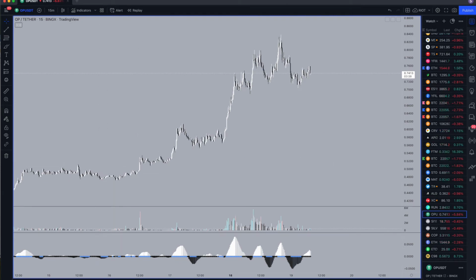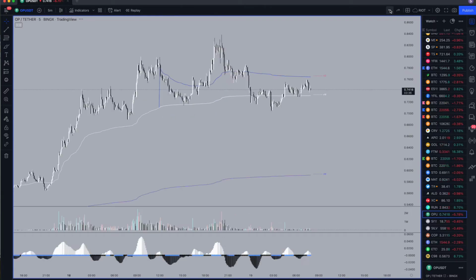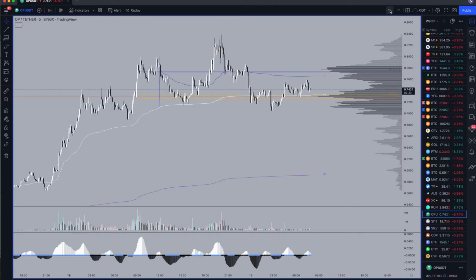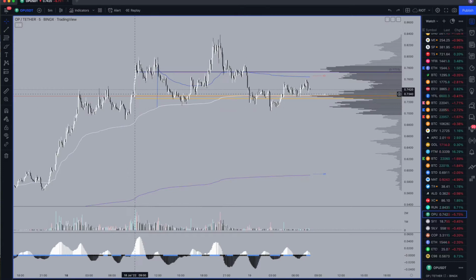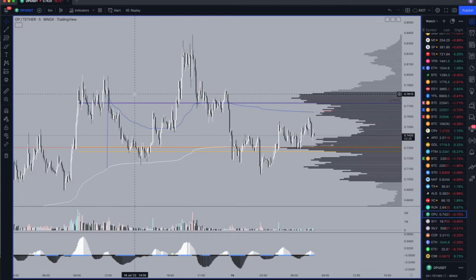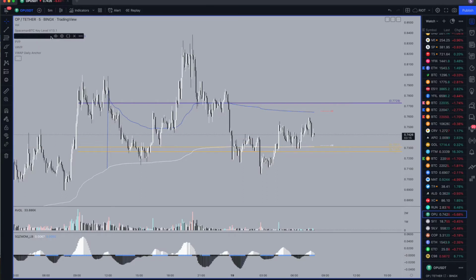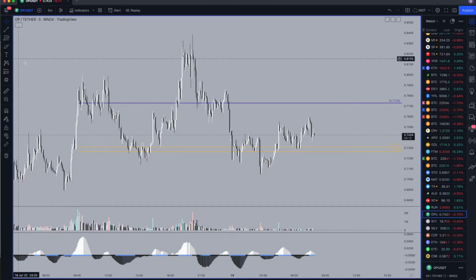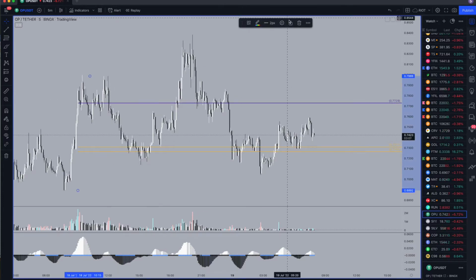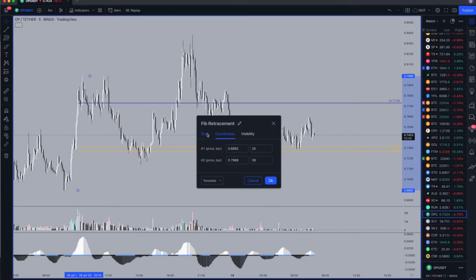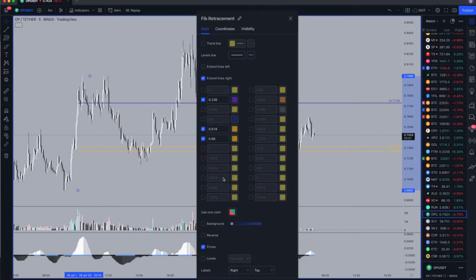So yesterday, when we were talking about OP, this move right here, which was a pretty massive move that we kind of caught on Bitcoin, these fib levels play out really, really well for me on reversals. So when you set up your fib level on TradingView, you can pick whatever levels you want.